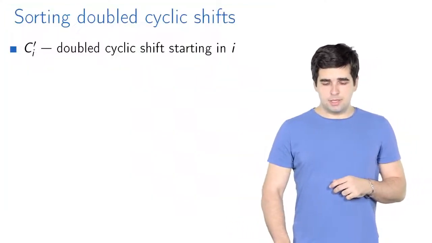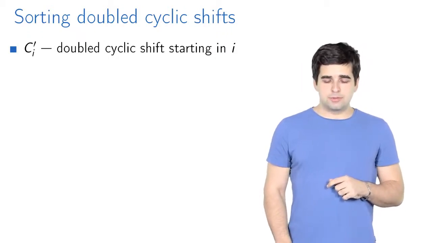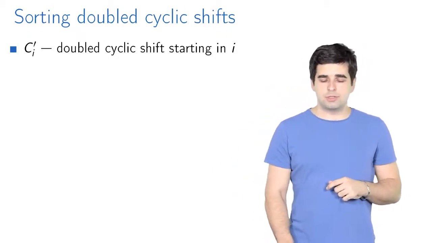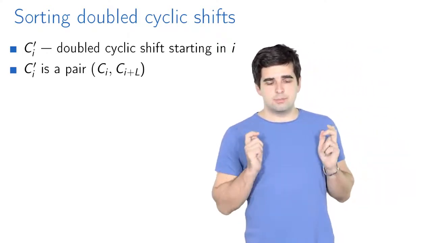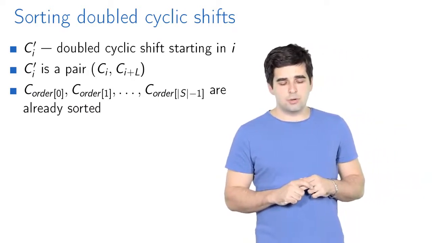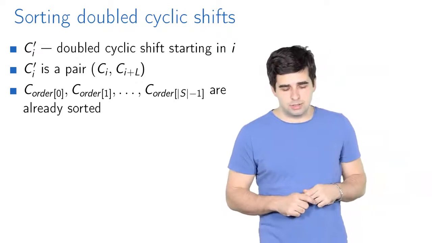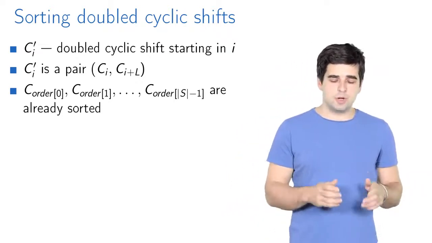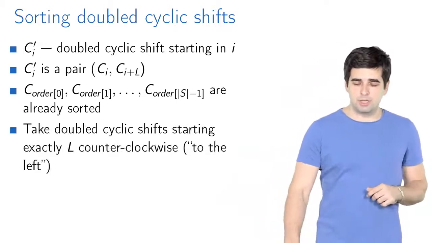So this is the idea for sorting double cyclic shifts. We take Ci prime, which is a double cyclic shift starting in position i, and we know that it's a pair of Ci and Ci plus L. And we already know that the single cyclic shifts are already sorted. C order 0 is the smallest one, and C order length of S minus 1 is the biggest one.